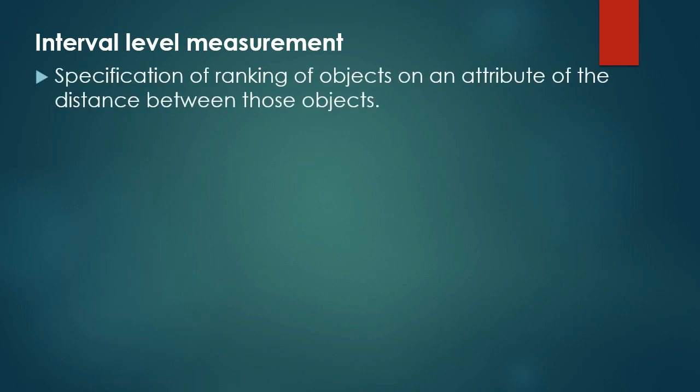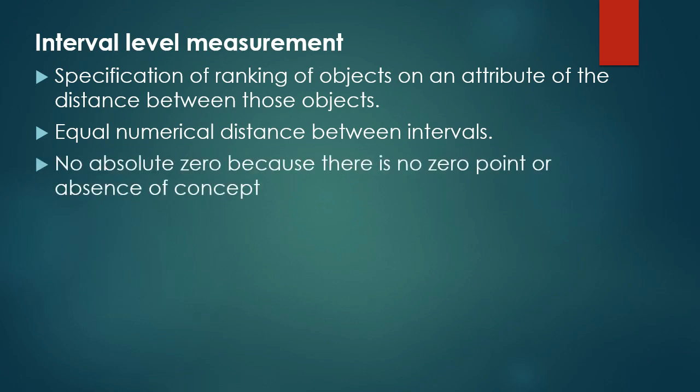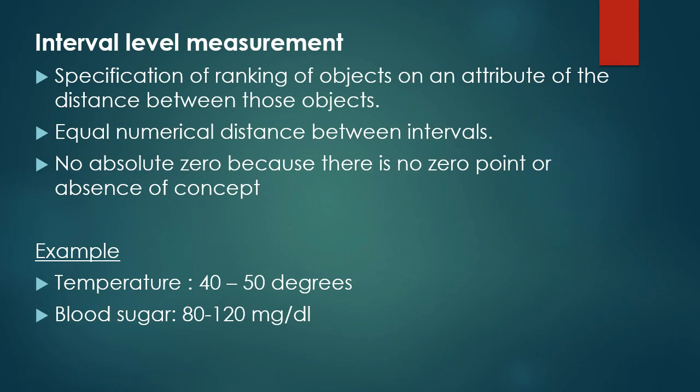Next we'll see interval level measurement. In this level, there is a specification of ranking of objects on an attribute and of the distance between those objects. There is more or less equal numerical distance between intervals. There is no absolute zero, because there is no zero point or absence of the concept. So here in interval level, zero has its own value; temperature can go below 0 degrees Celsius into negative. The zero in interval level measurement doesn't mean that there is no temperature. The examples given here are temperature and blood sugar value.